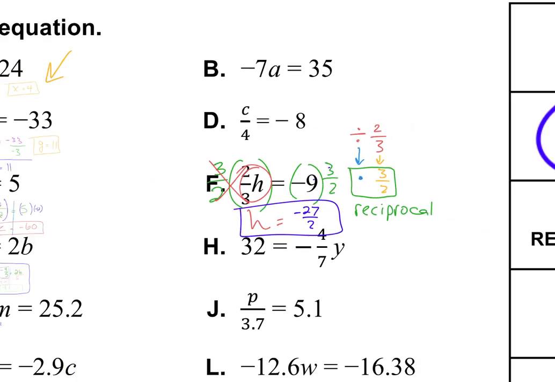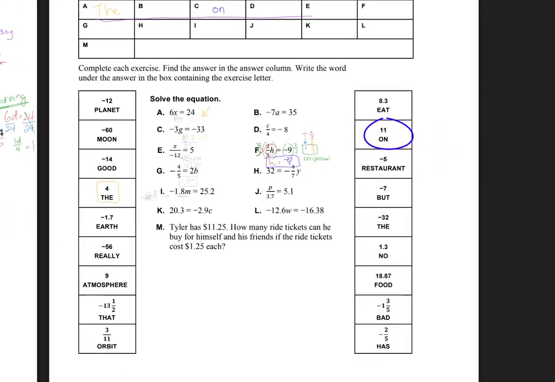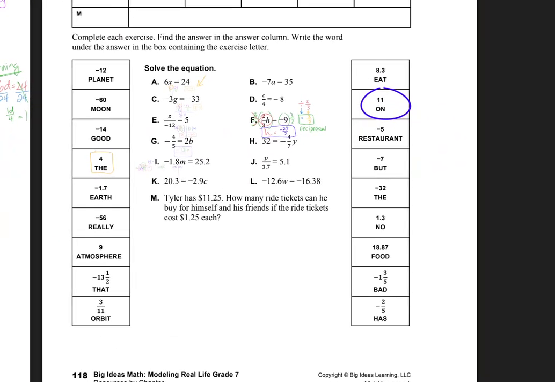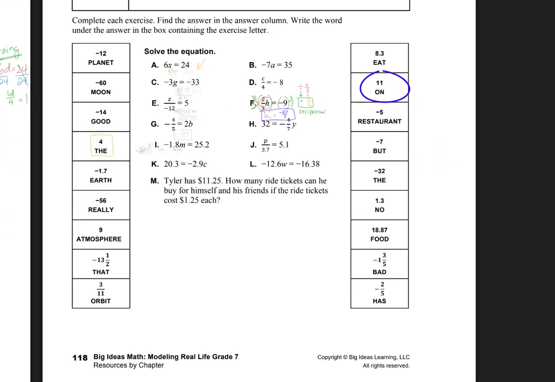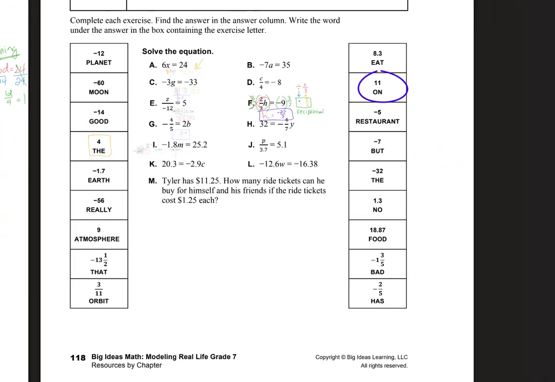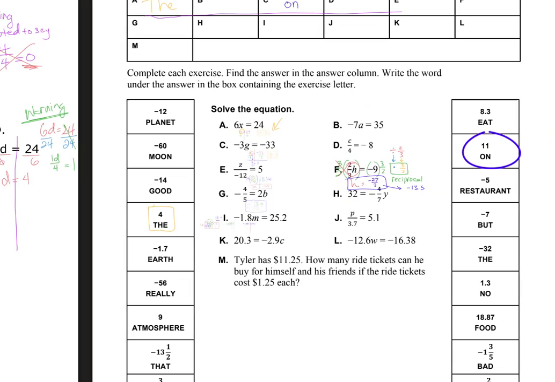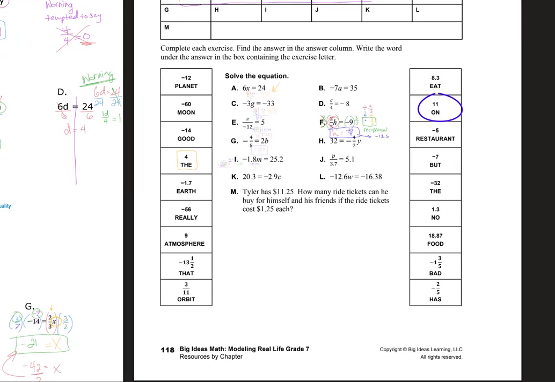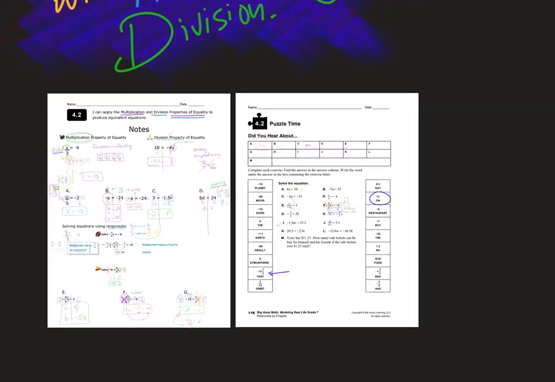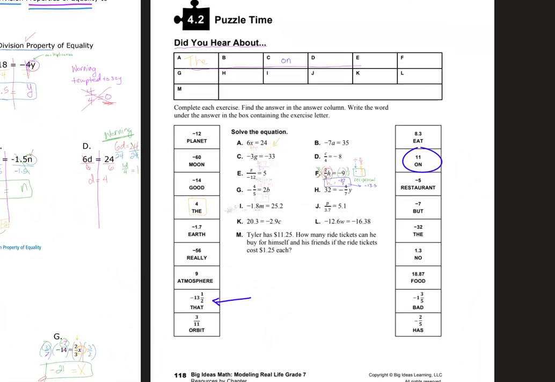Is that the answer? Did they make it into a decimal? Let's see if there's a 27/2 here. Doesn't look like it, but I have good news for you. That is just negative 13.5. So negative 13.5 is right there. Okay, so that's how you can get started on this assignment. Let me know what questions you have.